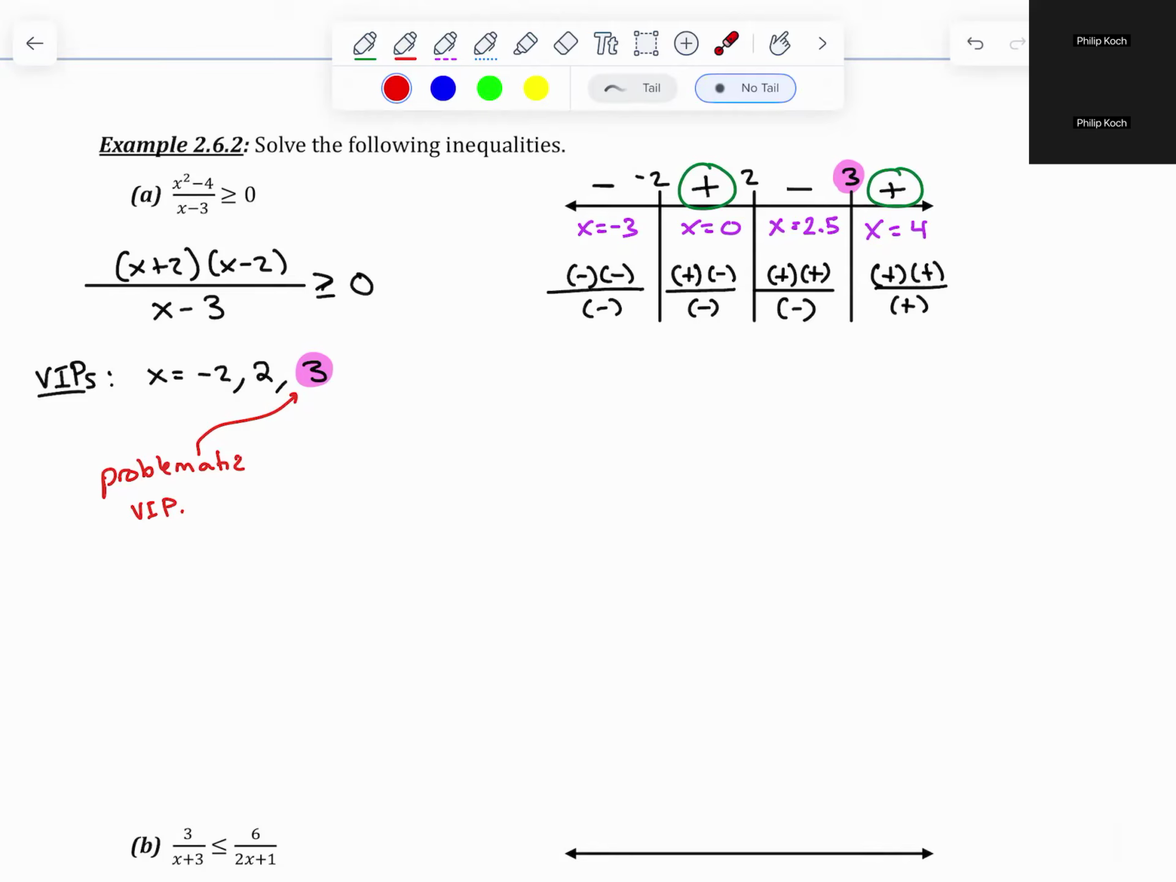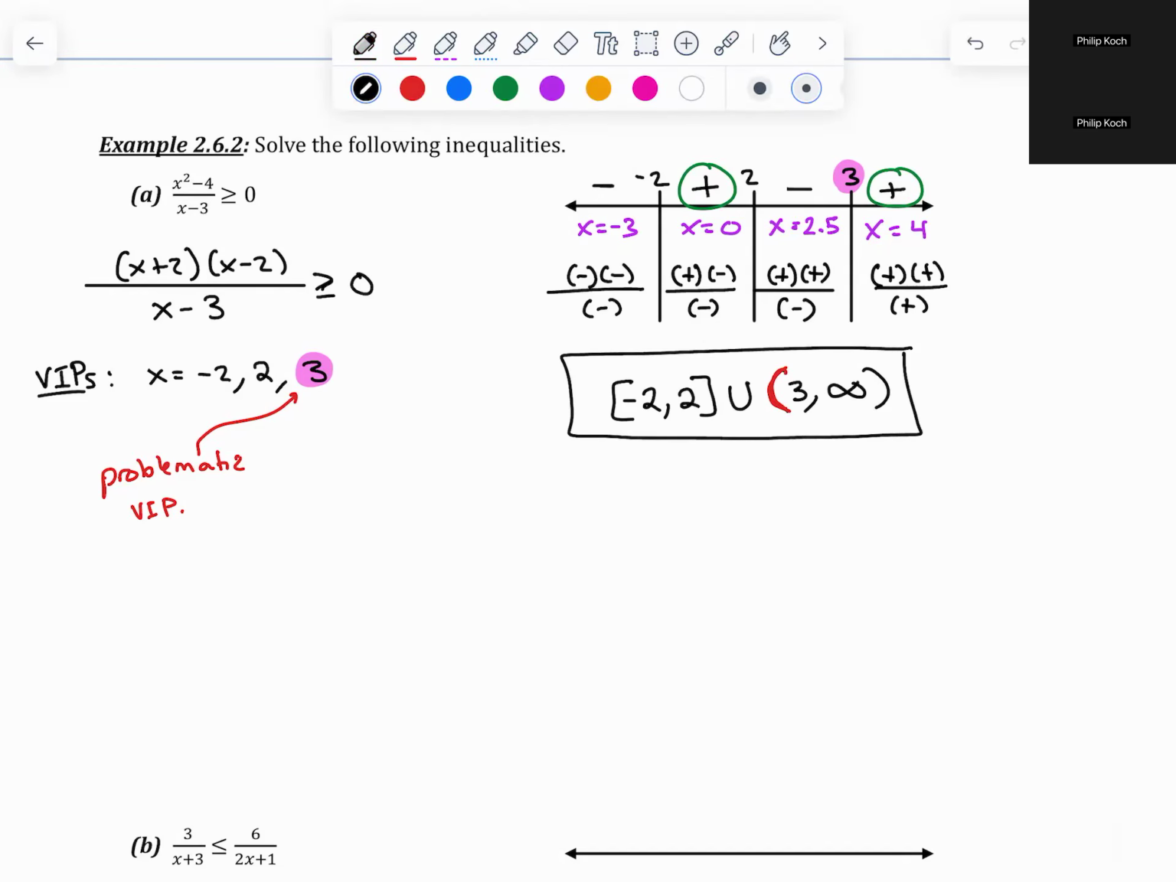Okay, so we have our pieces. And so the answer I'm going to tell you is bracket -2 to +2 bracket, because this is a non-strict inequality, so endpoints should be included, except for 3. Union parenthesis 3 to positive infinity. That is our answer. Not bracket 3, but parenthesis 3.